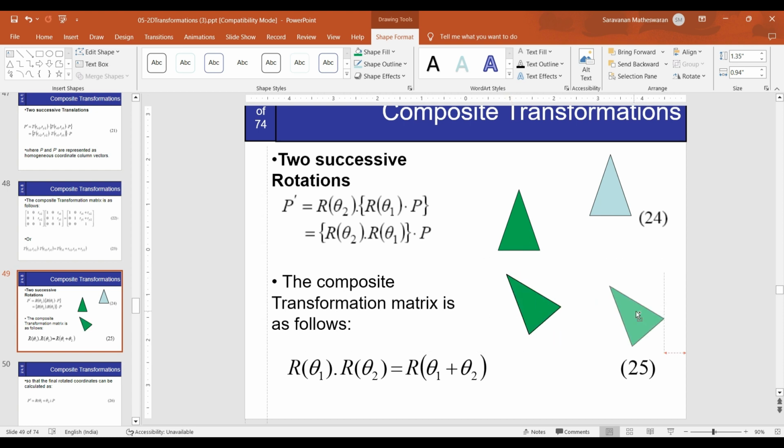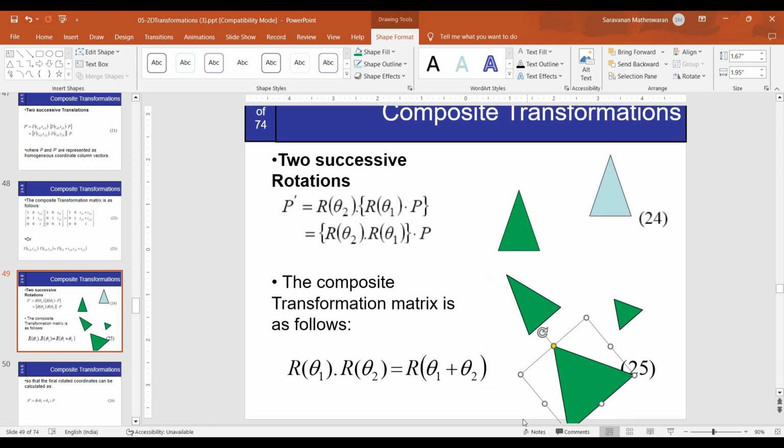Then we perform scaling. Scaling by 0.5 means a smaller object. If you want to apply another scaling, you can enlarge it, meaning double the size. Double size is applied with S of x and S of y equal to 2.